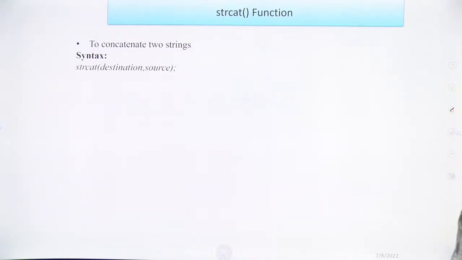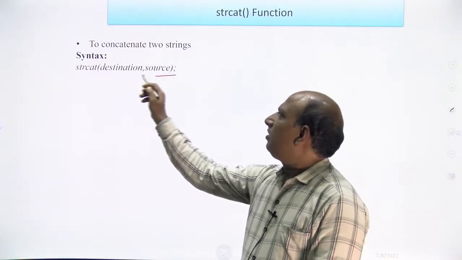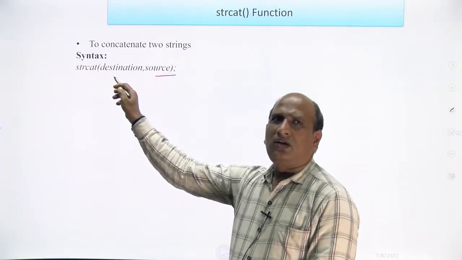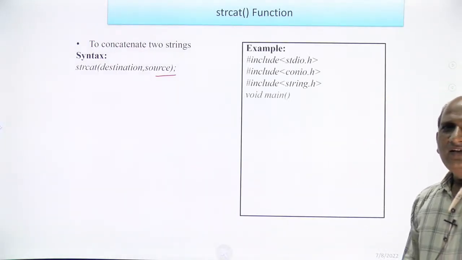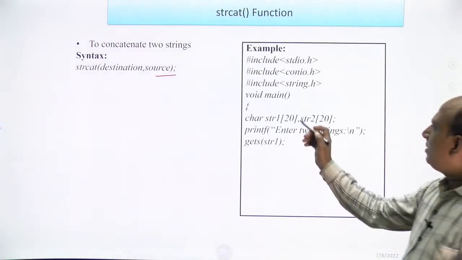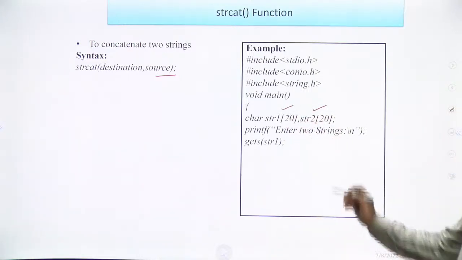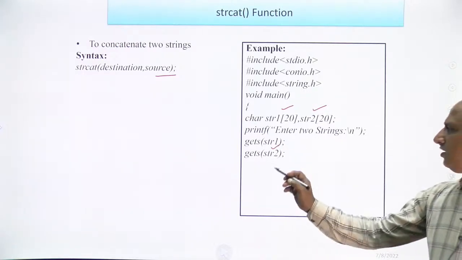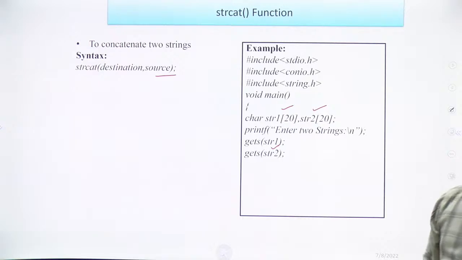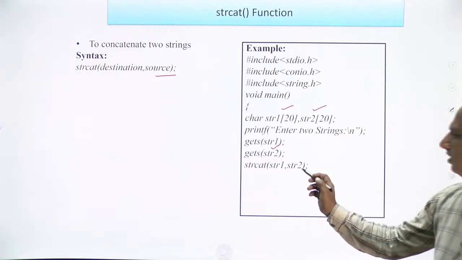This is used to concatenate two strings. The source string will be concatenated to the destination string. Here I have declared two arrays, str1 and str2, of character type. A first string has been entered into str1, and then a second string into str2, and strcat has been called.